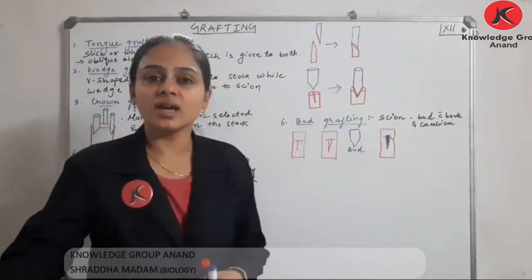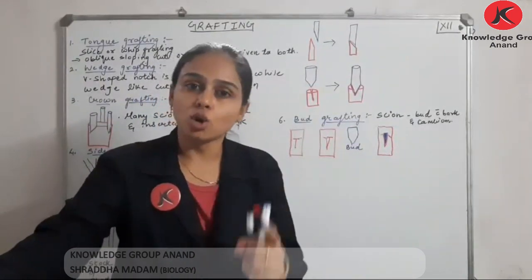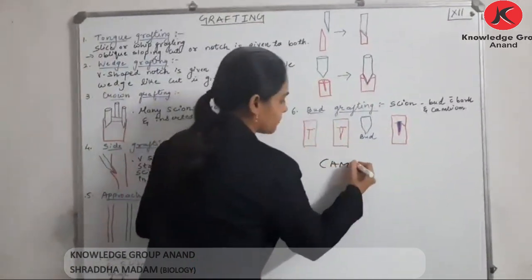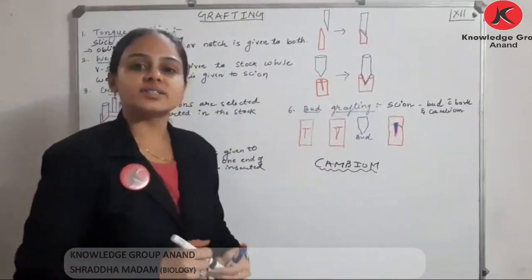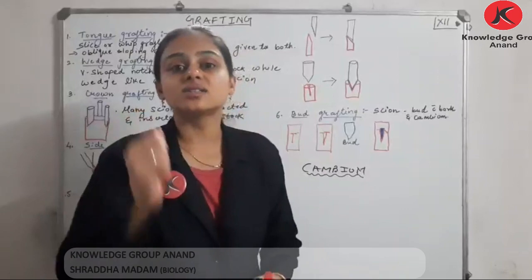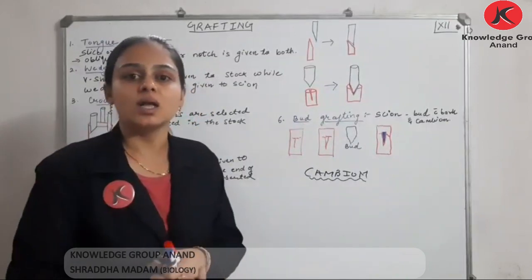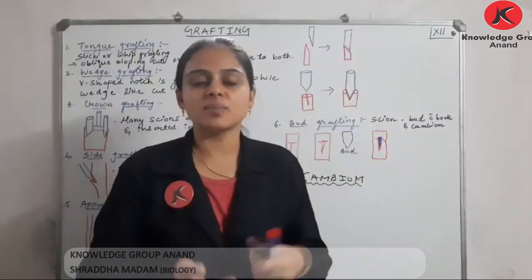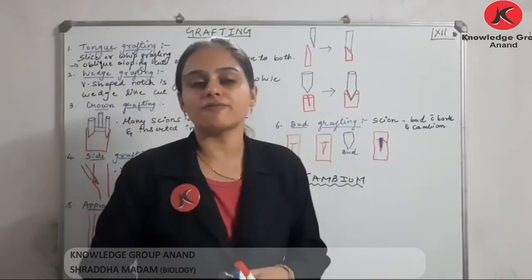One more thing I want to tell you is that this grafting is successful in those plants which have cambium. This means the plants which can show secondary growth, in those plants grafting is very successful. Now you are familiar with the term cambium. What is cambium? Cambium is nothing but a tissue, a meristematic tissue, the cells of which have the capability of cell division.